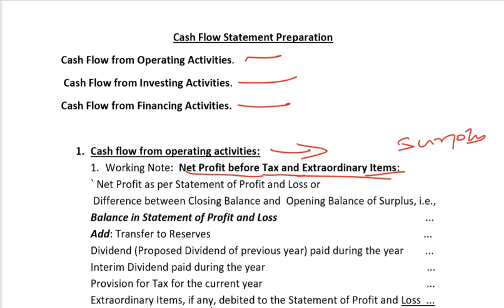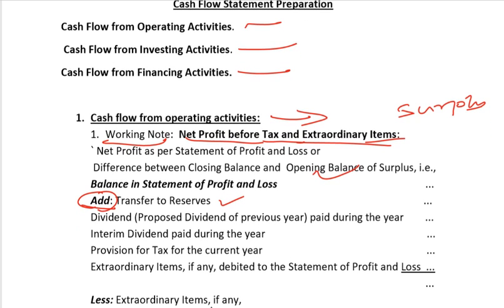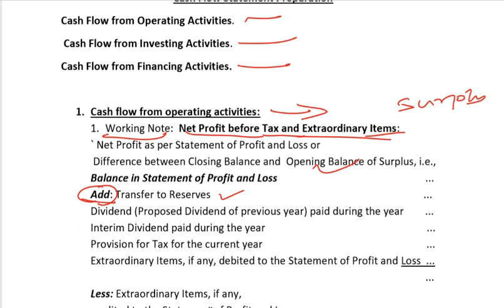This calculation we are doing as a working note. Note in the cash flow statement, we can do it outside the cash flow statement. So first we have to take the statement of profit as per the profit and loss, or the difference between the closing and opening balance of the surplus. We are taking that and then adding back all the transfers to reserves, the items already deducted from that profit. What are the items here? Transfer to the reserve: how much money we transferred from profit to the reserve, add back that one.